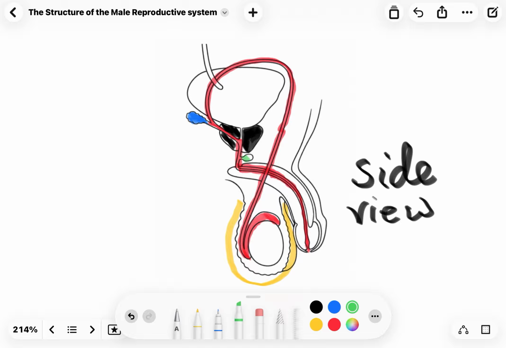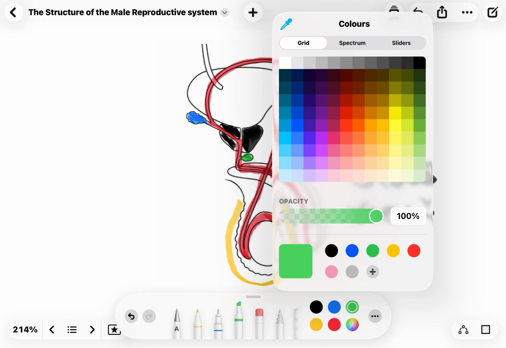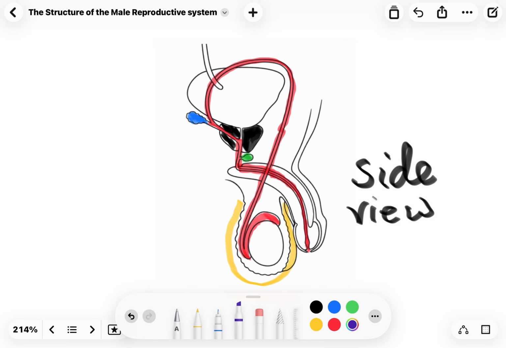And the third one will be this little one. All right, we also have two of these in this system. One this side and the other one on the other side. And lastly, we also have to show the organ that we have in this system. And this organ is this one, the penis.